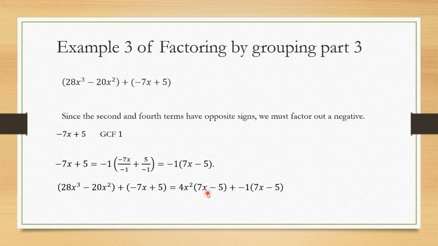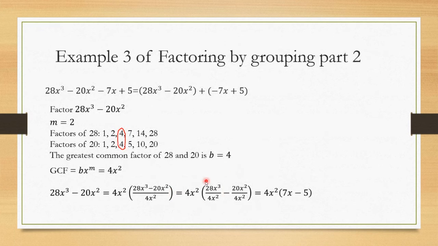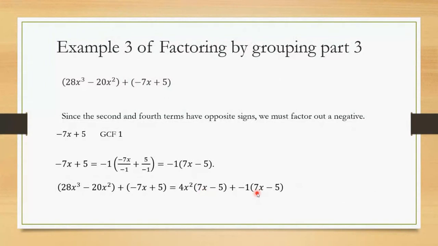But now you can see why we factor out a negative. Remember, we want what's in parentheses from these groups to be the same. This was from what we factored here, right? You got this. From here, for the second group, we're off by a negative sign, so that's why we factor out a negative. Good. Now, almost done. What's left?